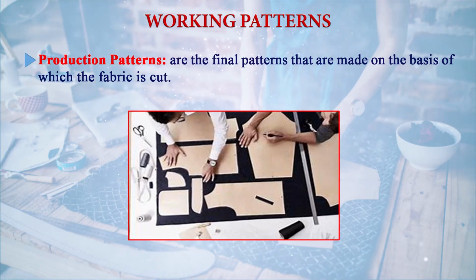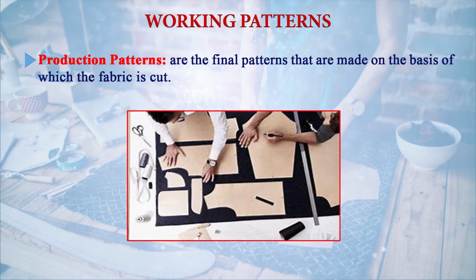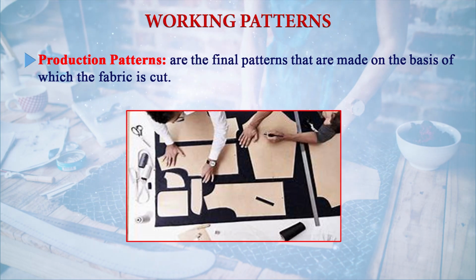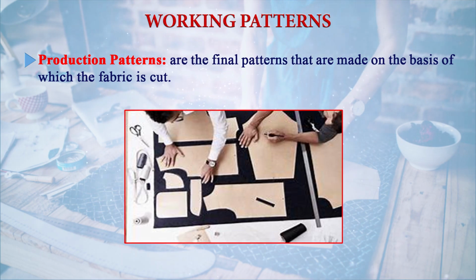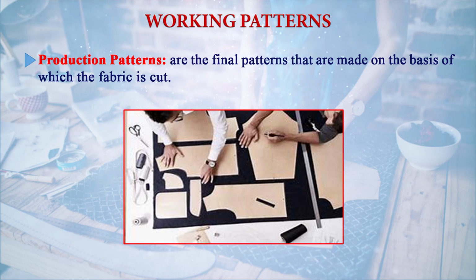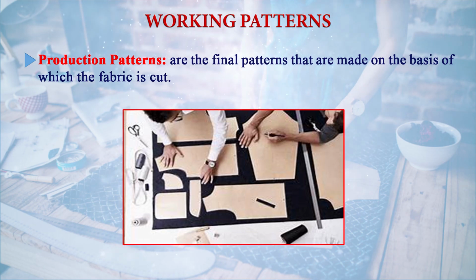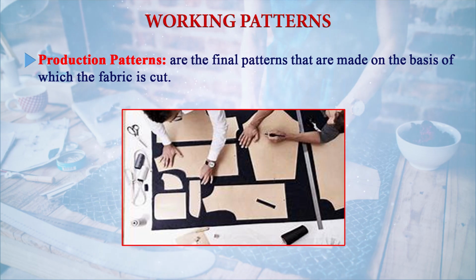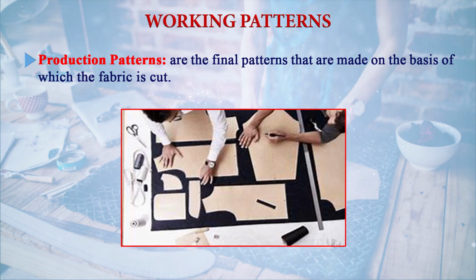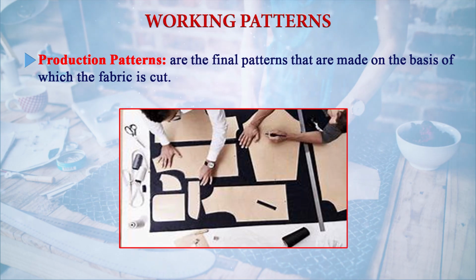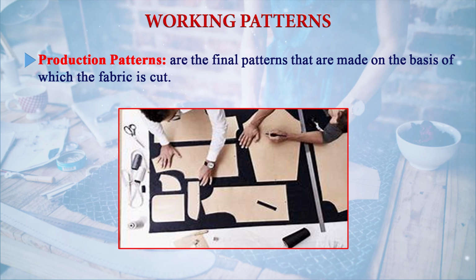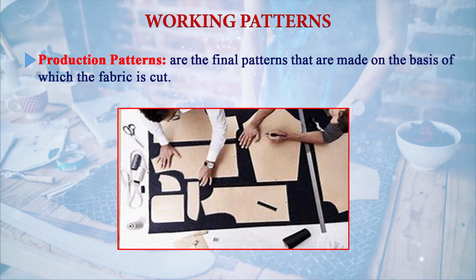So production patterns are the final patterns on the basis of which the fabric is cut. This is the pattern which includes all the techniques we want in the design, what ease we want on the pattern, and the seam allowances added on the pattern. So all this information, every detail, is added on the pattern, and it is called the final or the production pattern. These were the types of pattern we have in fashion designing.